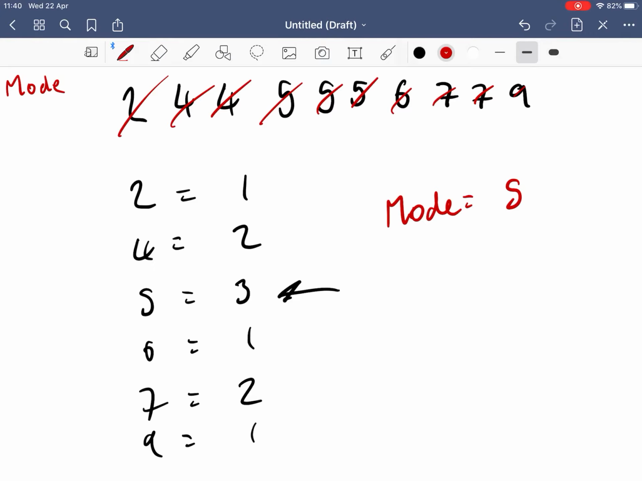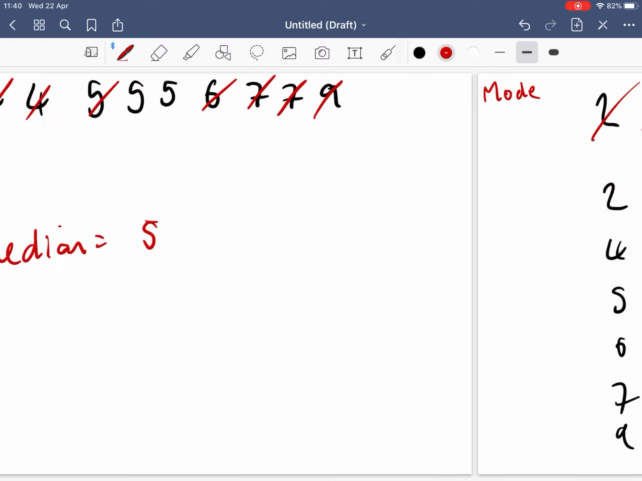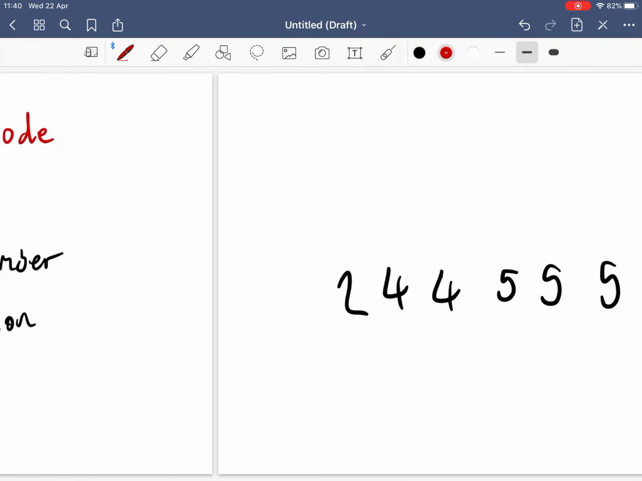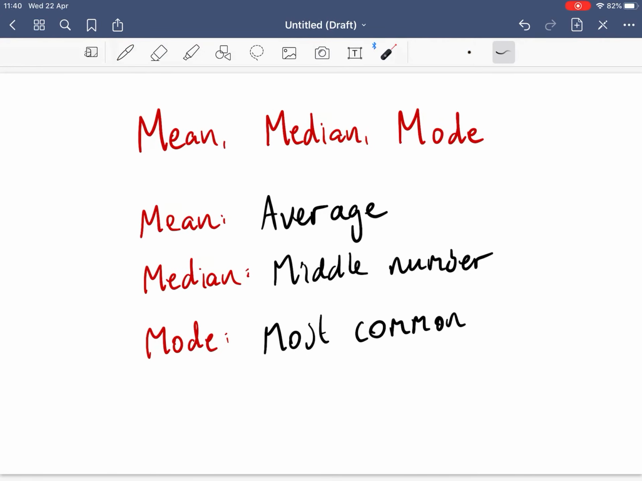Okay, so that's a really quick overview on how to do mean, median, and mode. So always remember that the mean is the average, the median is the middle number, and the mode is the most common number on there.